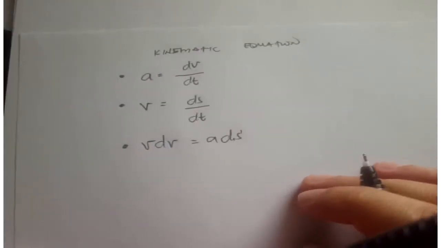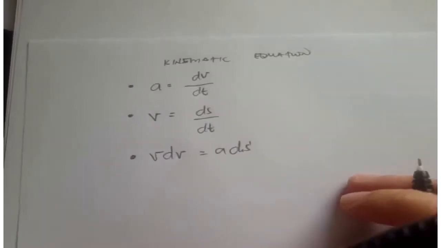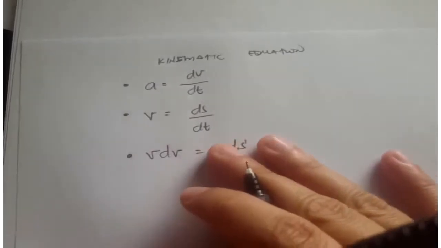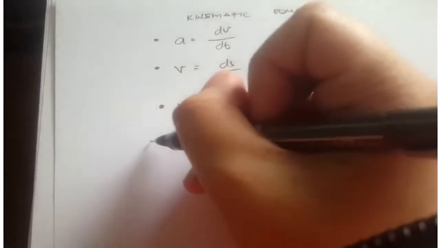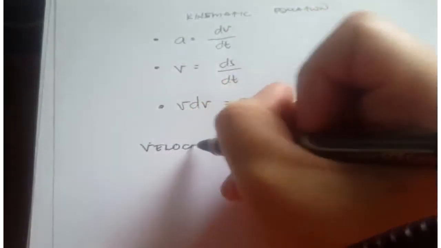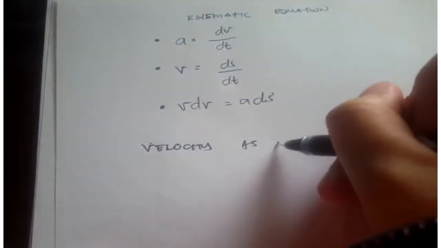Hi, welcome back. So let us now derive formulas which can relate the a, v, s, and t based from our main kinematic equation. So let's start with the velocity as a function of time.